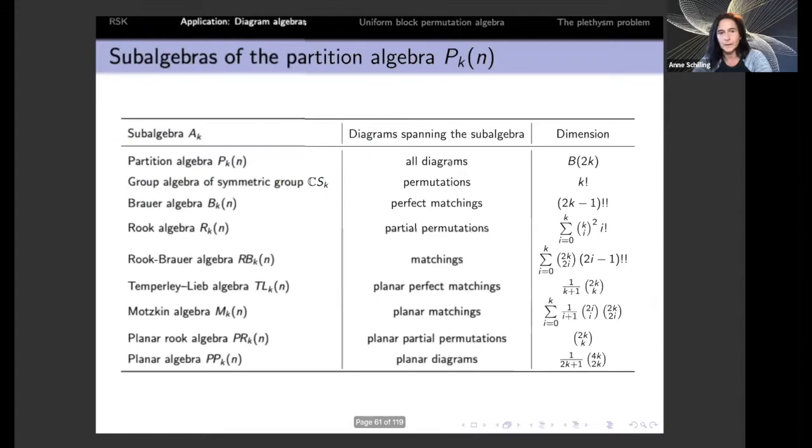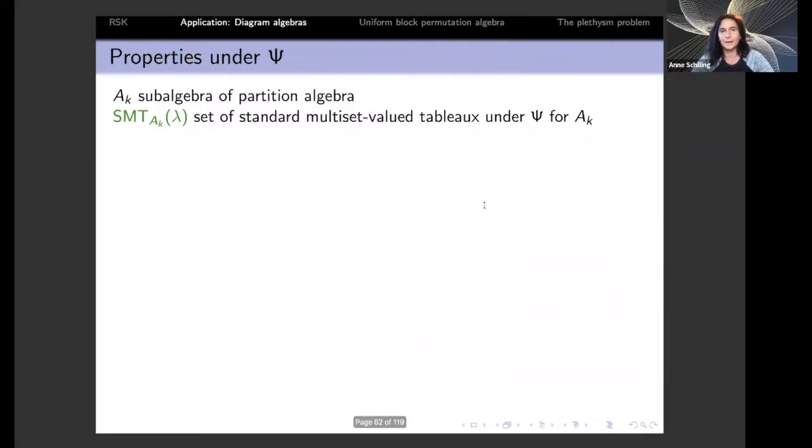And associated to these particular diagrams, you have an associated algebra. So for example, if you look at planar perfect matchings, this will correspond to the Temperley-Lieb algebra. And the dimensions of these algebras are also known. And so one thing that you can check is that under this bijection phi that I described, so where you take a generalized permutation, as I described before, you then do RSK, and you get these standard multiset tableau, you can actually describe the properties of planar and matching and so on under this bijection psi.